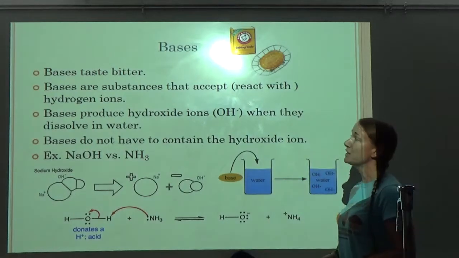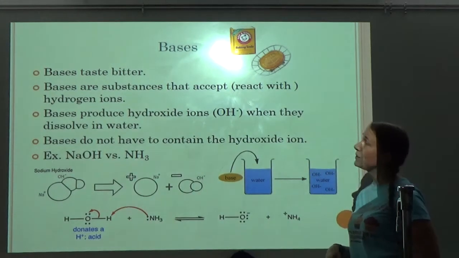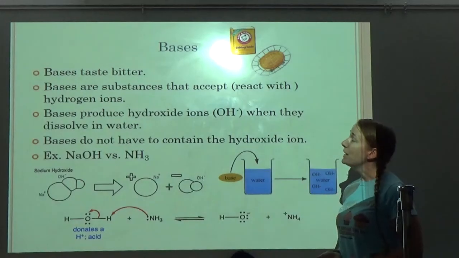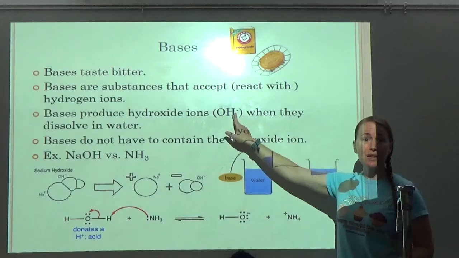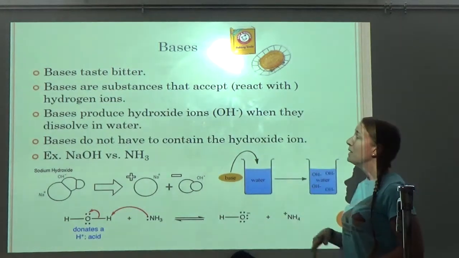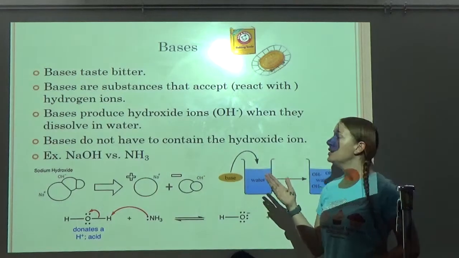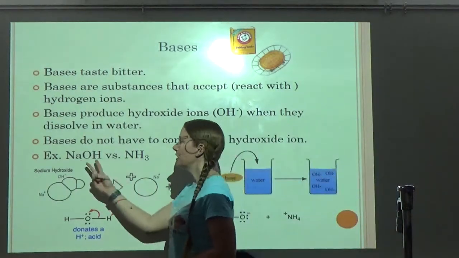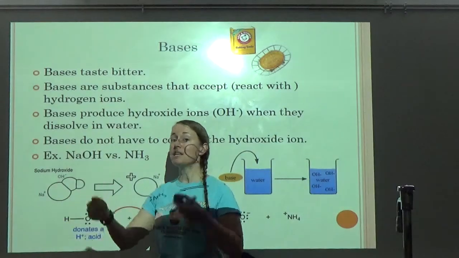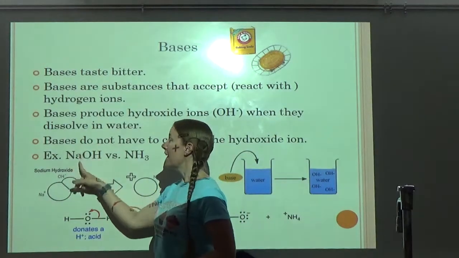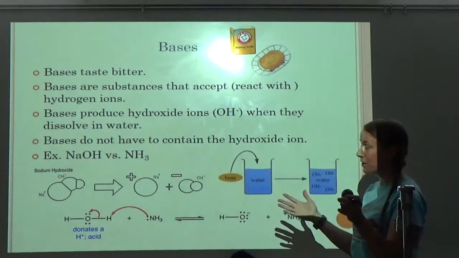Bases, on the other hand, taste bitter. Bases are substances that accept or react with hydrogen ions. Bases produce hydroxide ions when they dissolve in water, so they produce OH negative. Bases do not have to contain the hydroxide ion. So for example, NaOH is a base. It is going to literally split up into Na positive and OH negative. So that's how it produces the hydroxide ion, just by splitting apart.